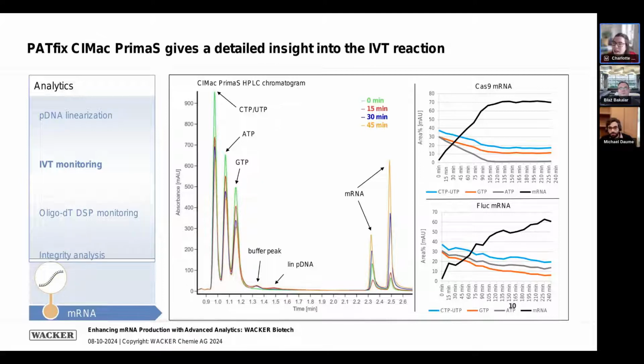Brilliant, thank you both. Okay, question for you, Blaž, now. How did you decide the amount of each NTP? Was it depending on the length of mRNA? Right, so the initial concentration of the NTPs is usually linked to the sequence composition of your target mRNA to be produced, of course. And the higher you go with the NTPs, the higher you can push the yield of the mRNA itself.